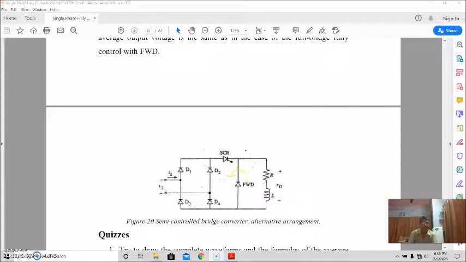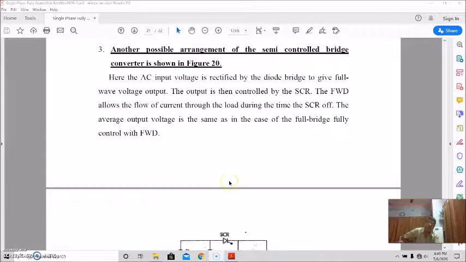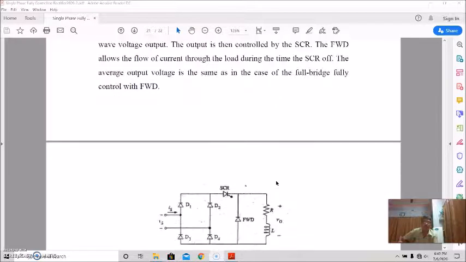When the SCR is off, the freewheeling diode will be forward biased, as there will be a negative voltage across this. So the load current will flow through the freewheeling diode. This is the basic arrangement and a possible arrangement of a semi-controlled bridge converter.